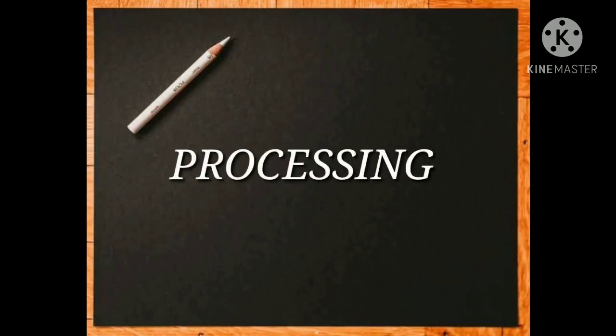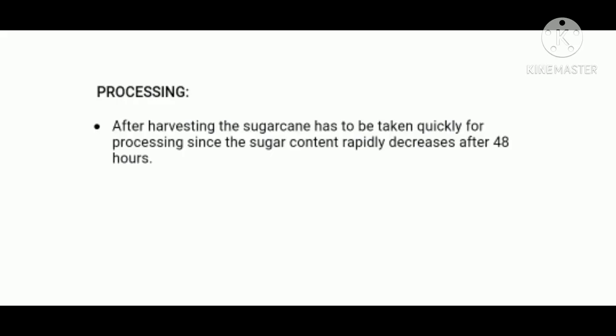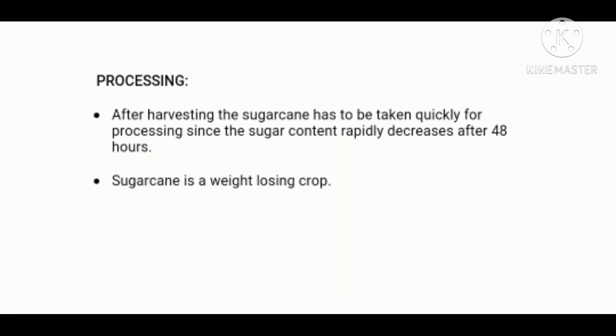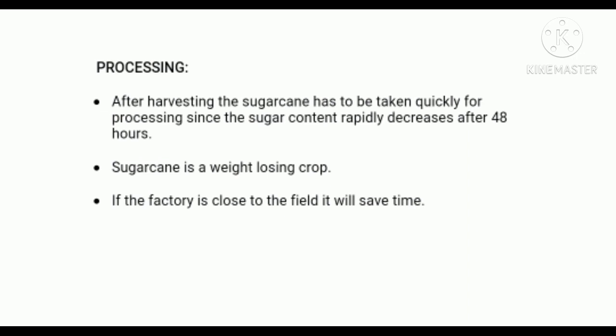Next, processing. After harvesting, the canes are quickly taken for processing since the sugar content rapidly decreases after 48 hours. Next, sugarcane is a weight-losing crop, so it would be expensive to transport sugarcane over long distances from the field. Thirdly, if the factory is close to the field, it will save time as well.